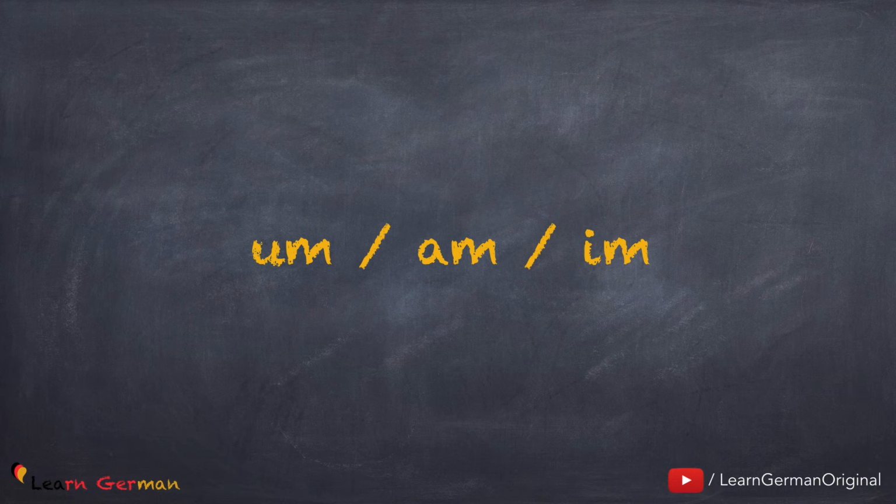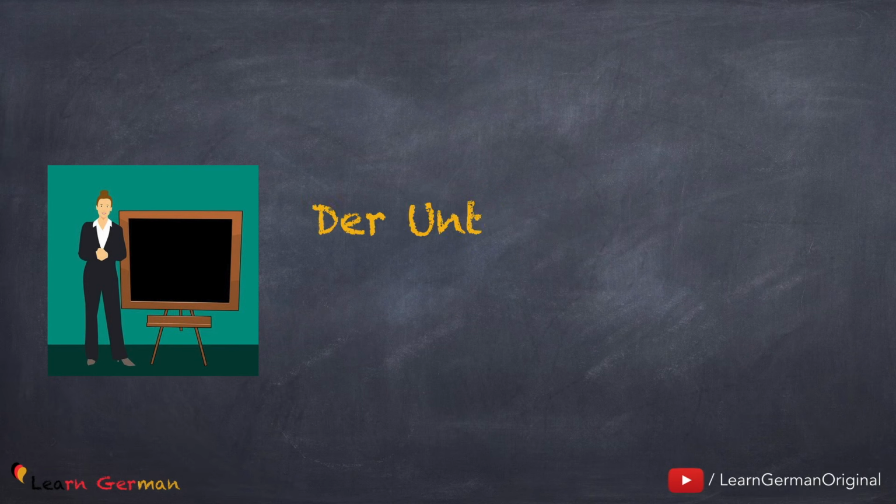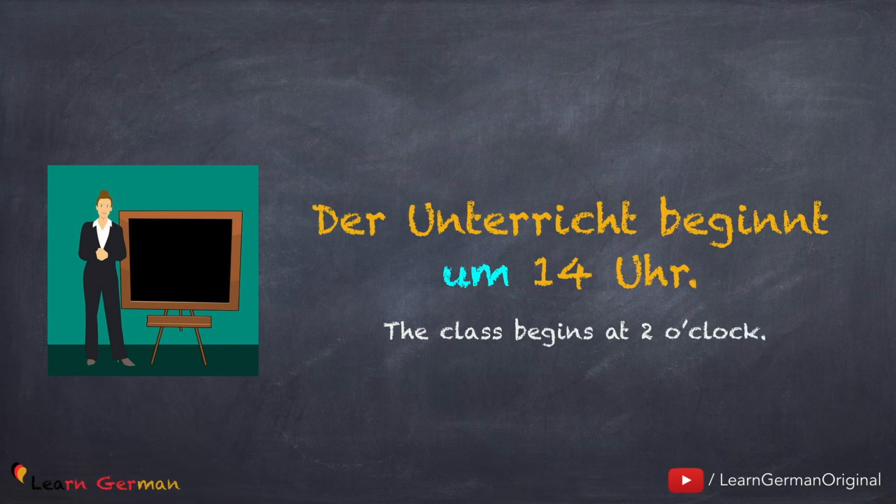Um, am, im. Temporale Präpositionen. All these three prepositions can also be used in different contexts, but we'll be dealing with only their use as prepositions of time. Before we move on to their use, let's look at an example for each one of them.